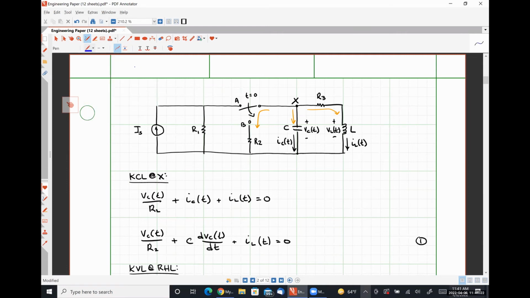So let's put some numbers in. The value of our current source is going to matter. So let's call this a 3-amp source. Let's call this a 2-ohm resistor, a 4-ohm resistor, a 10-ohm resistor, a 2-henry inductor, and a 1/2 millifarad capacitor. We're now just going to plug those values in. Calculate alpha and omega naught.